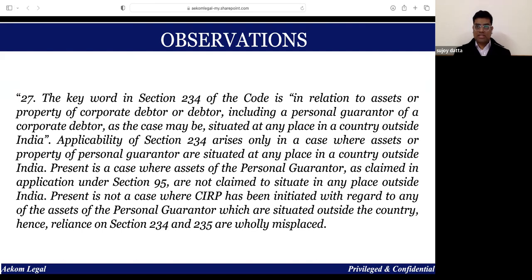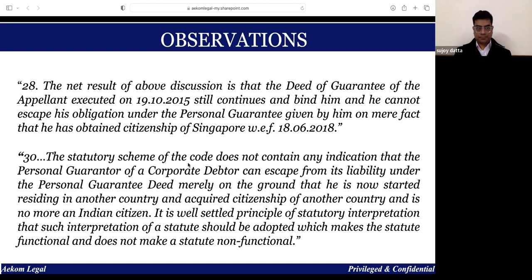But in the present case, where the gentleman, while he has become a foreign citizen, all his assets and everything is lying in India, he is very much subject to the jurisdiction of the court. And present is not a case where CIRP has been initiated with regard to any of the assets which are situated outside the country. Hence, reliance on section 234, 235 are misplaced.